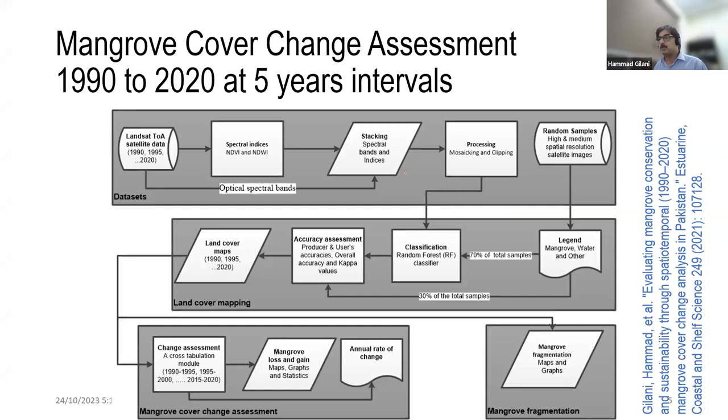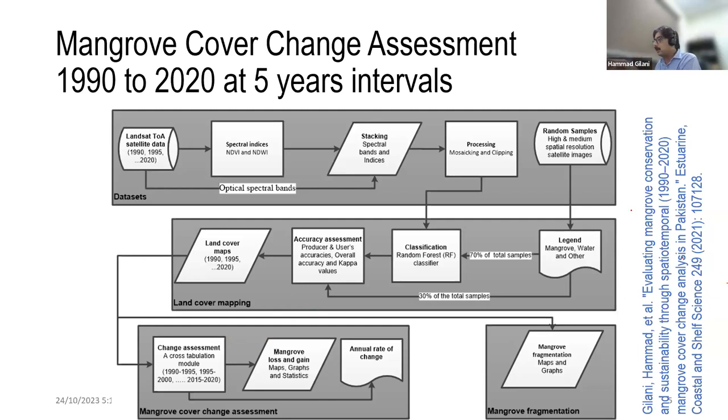That was my motivation. So this is a very simple flowchart diagram. You can see I collected Landsat satellite images from 1990 to 2020 at a 5 year interval, computed some indices, and based on these indices as well as spectral responses, using a simple machine learning algorithm, random forest, calculated the map of the mangrove cover. So this was a very basic thing. Apart from that, using landscape matrix analysis, I have done forest fragmentation.